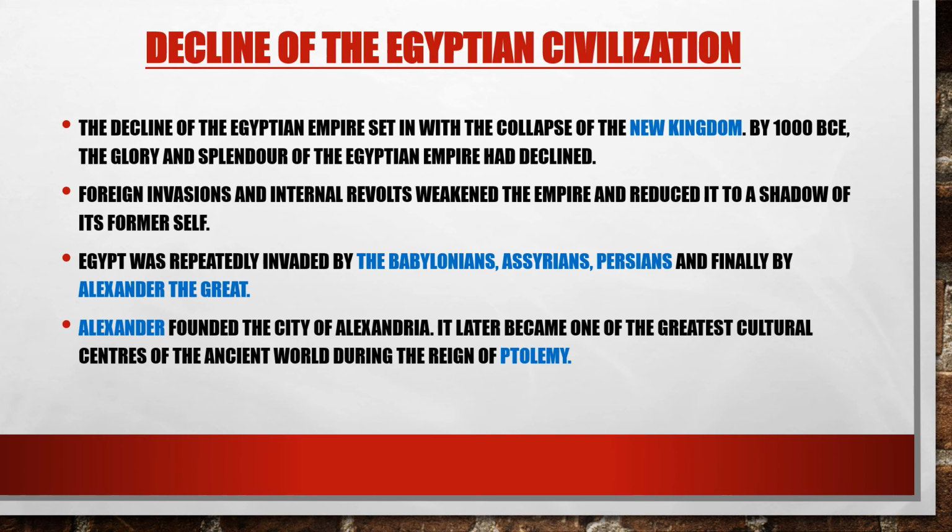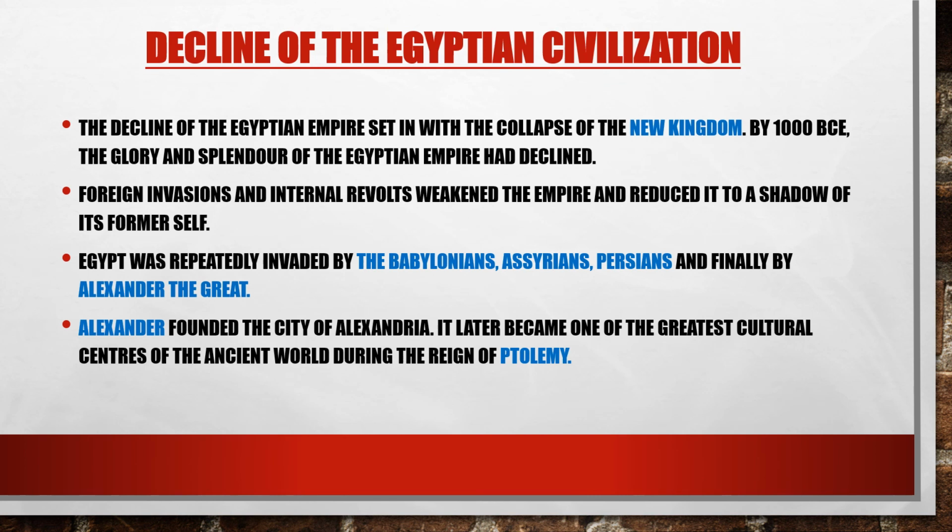Alexander founded the city of Alexandria. It later became one of the greatest cultural centers of the ancient world during the reign of Ptolemy. Ptolemy was one of Alexander's generals, and he was the founder of the last dynasty of Egypt. So all these invasions by the Babylonians, Assyrians and Persians led to the collapse of the New Kingdom. Not only this, later on Alexander played a very important role in repeatedly invading the Egyptian civilization.